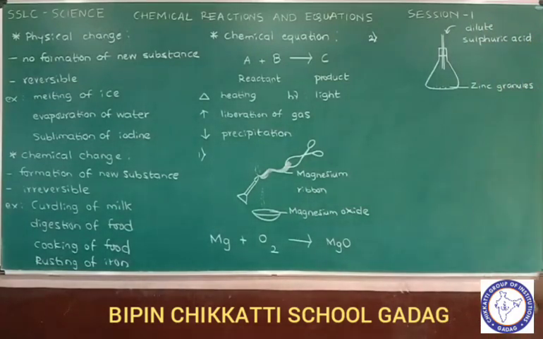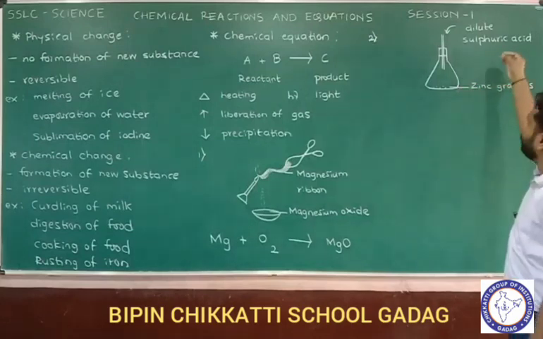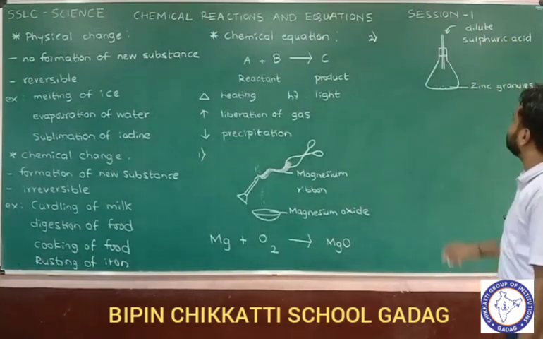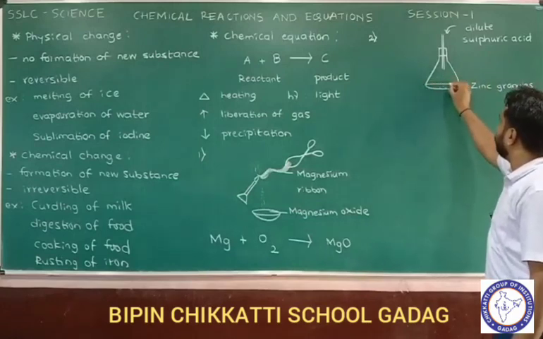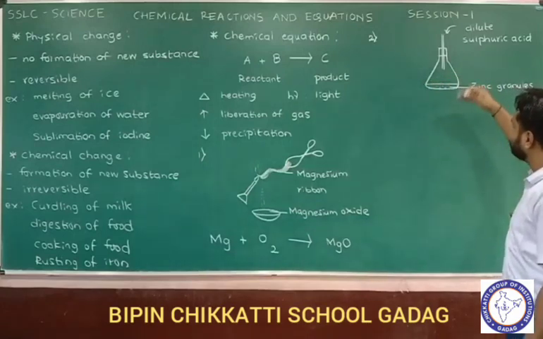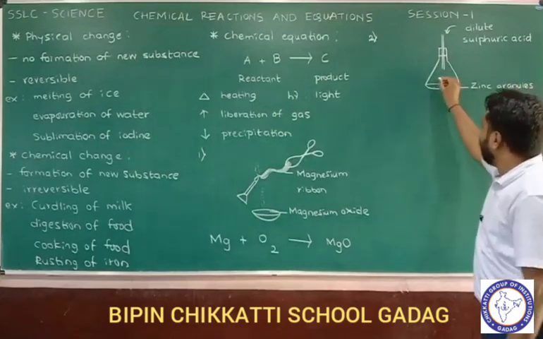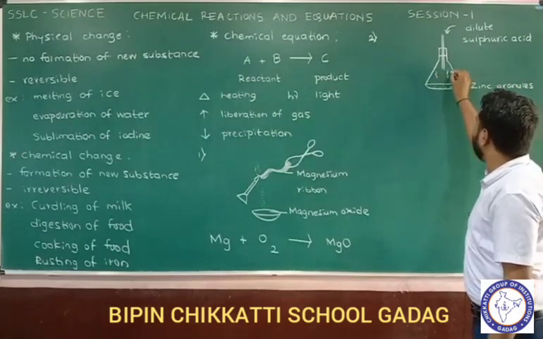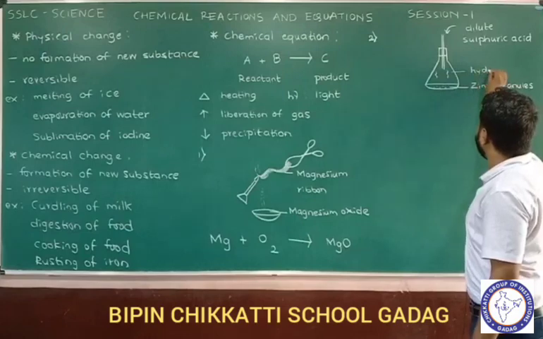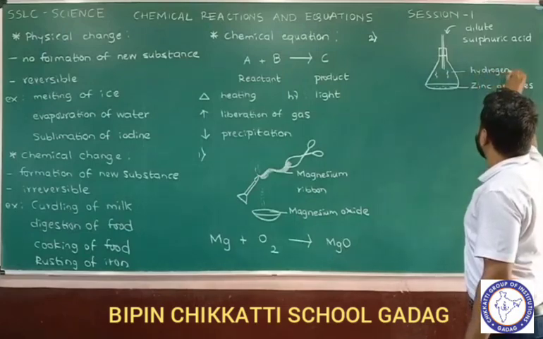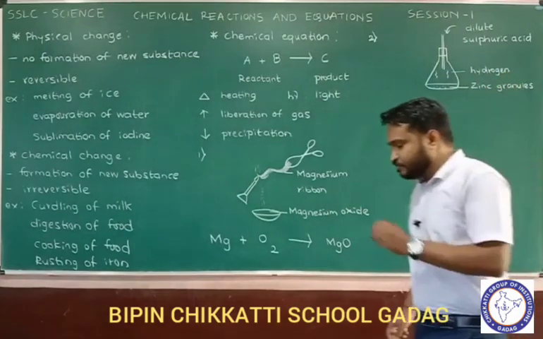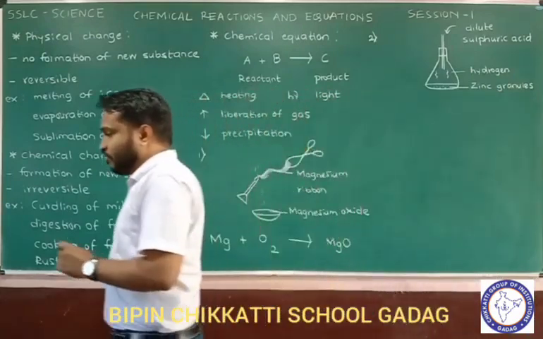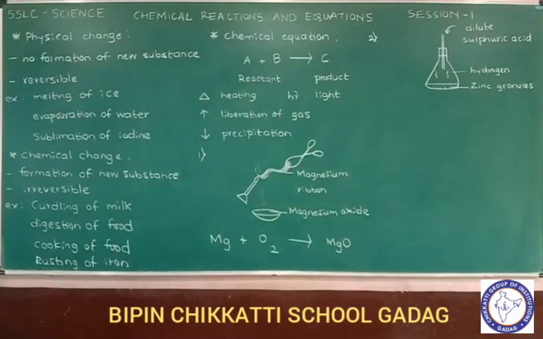So here what happens is, we have taken zinc granules in the conical flask and we pour dilute sulfuric acid, and after pouring dilute sulfuric acid there is a reaction between zinc and dilute sulfuric acid, and of course there is a release of a gas, and the name of the gas is hydrogen in this case. Hydrogen. That is one simple experimental fact I am going to consider, and now we'll see how we can write this chemical change in the form of a chemical equation.